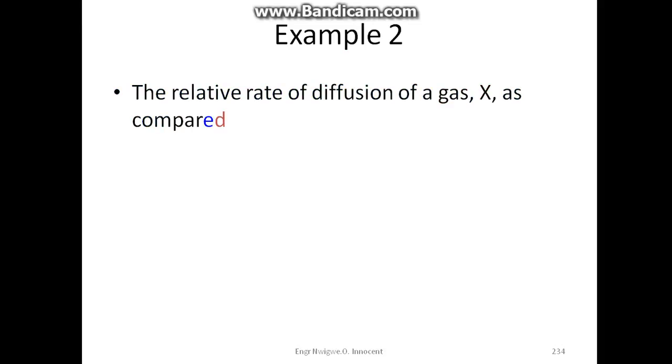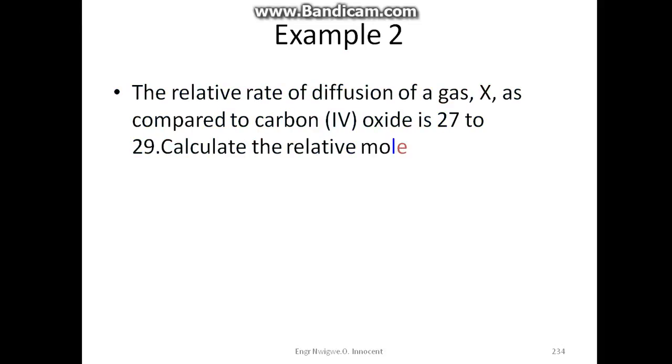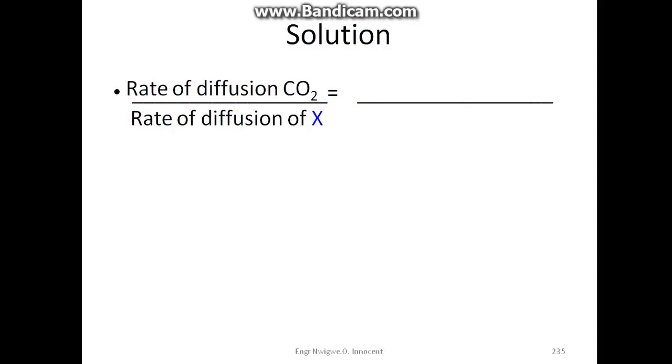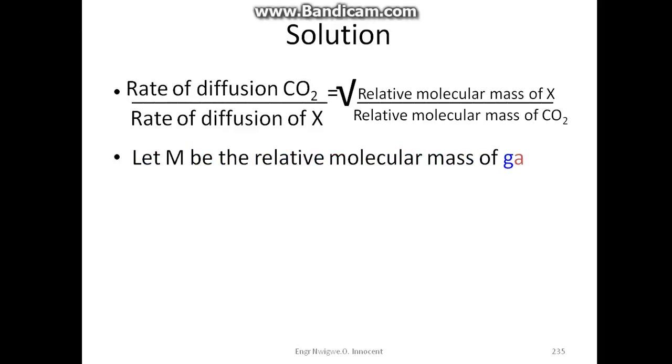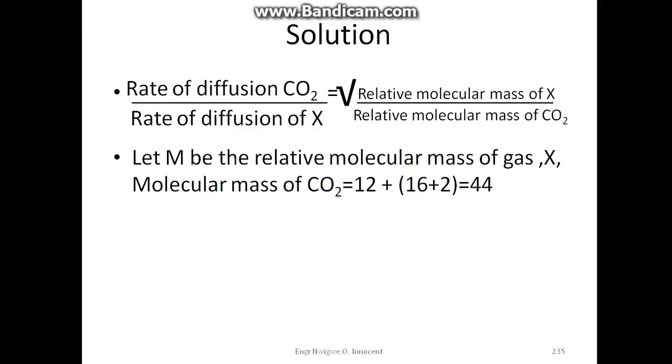Example 2. The relative rate of diffusion of a gas S as compared to carbon(IV) oxide is 27 to 29. Calculate the relative molar mass of the gas. Solution: rate of diffusion of carbon(IV) oxide over rate of diffusion of S equals the square root of relative molar mass of S over relative molar mass of carbon(IV) oxide. Let M be the relative molar mass of gas S.